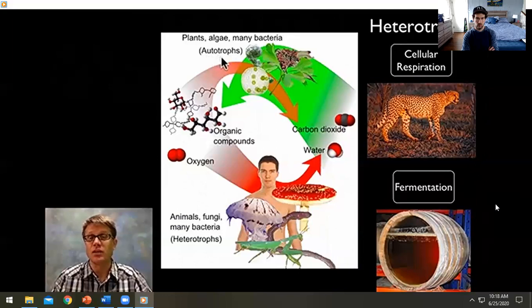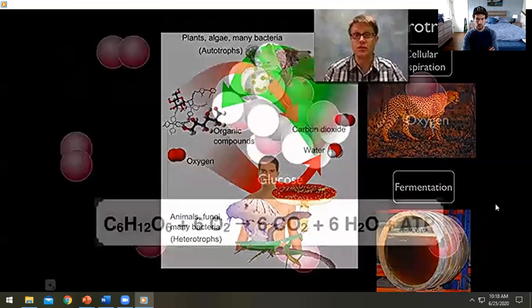Luckily, we have autotrophs like plants and algae, and basically what they're doing is they're converting that carbon dioxide and water back into organic materials. The only thing that's a little deceptive is that plants are also going to break down those organic compounds, and so they do cellular respiration as well. And so everything's doing cellular respiration. It's how we get energy out of our food.